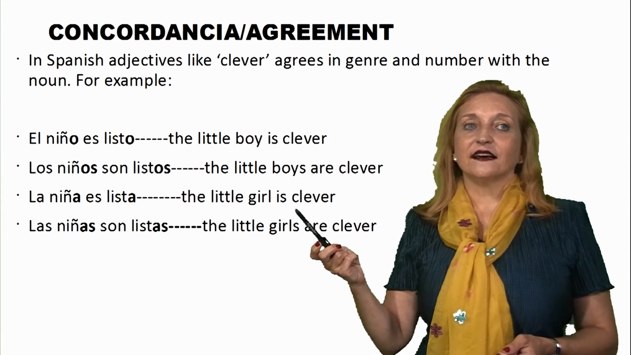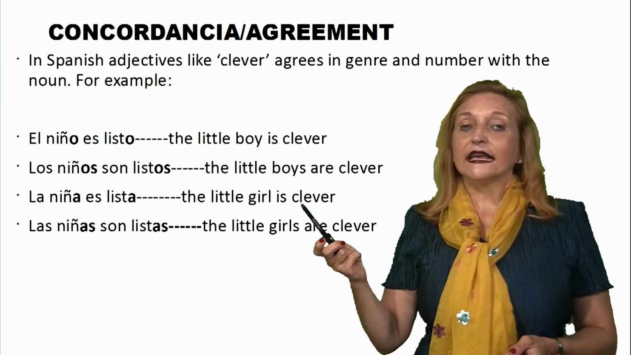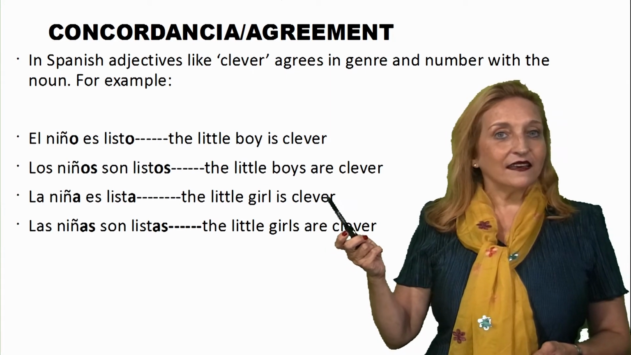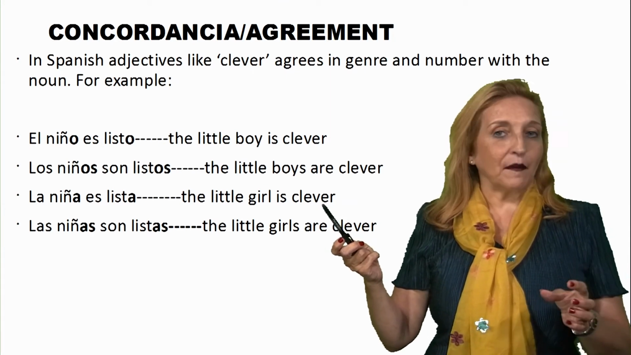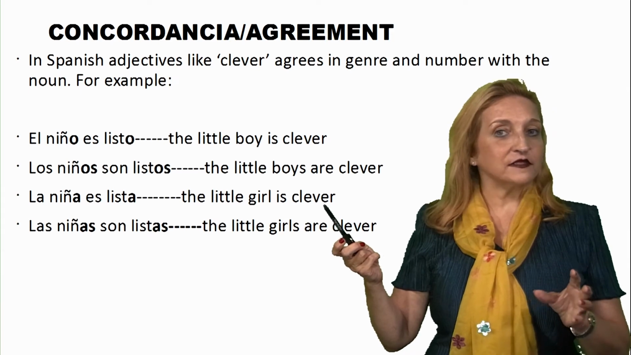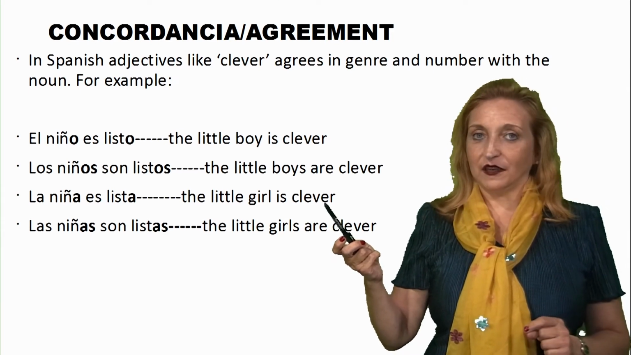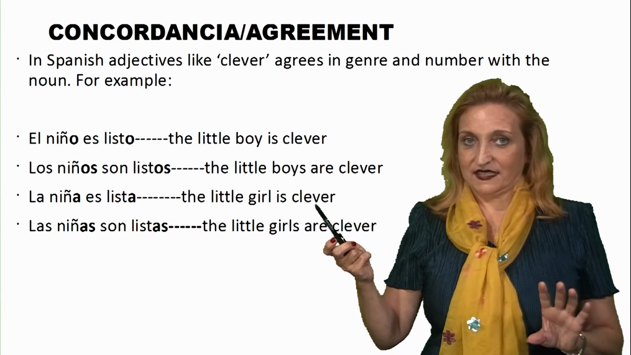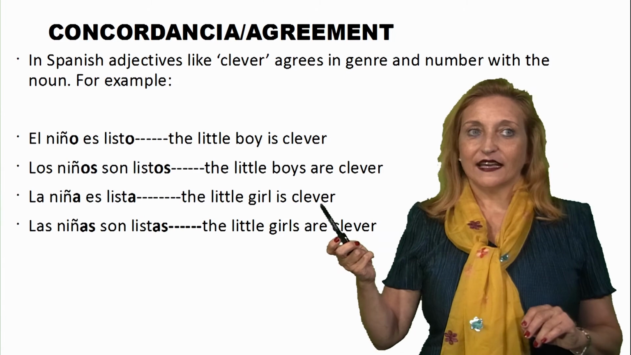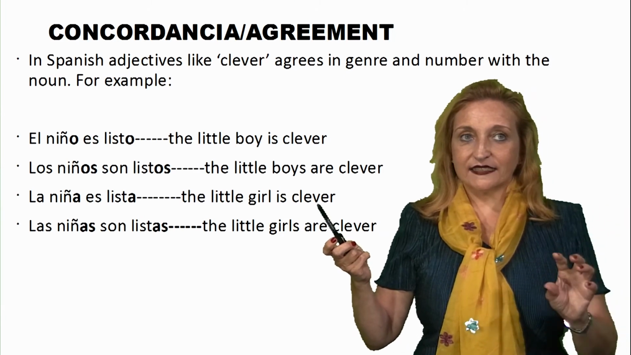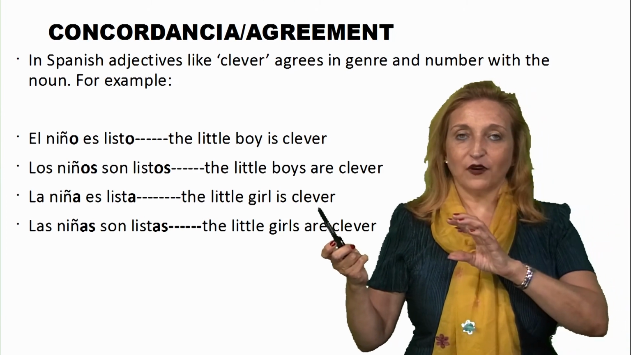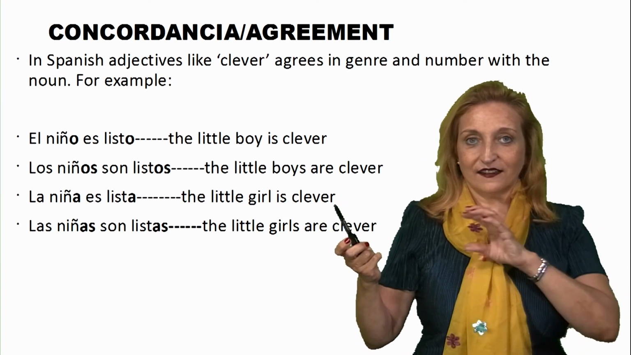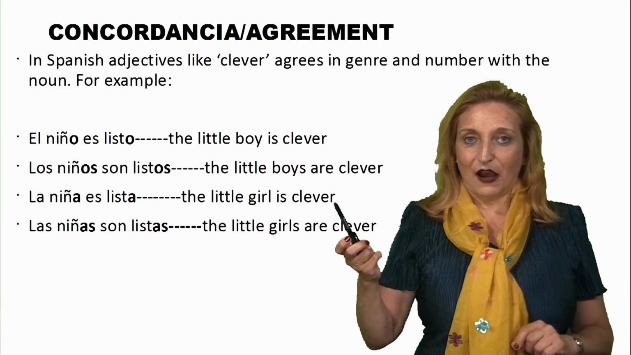La niña es lista. The little girl is clever. La niña ends in A. Ending in A is feminine. Normally the nouns that end in A are feminine, and the nouns that end in O are masculine. Not always, but most of the times, okay? In this case, la niña ends in A, es lista, is clever, ends in A as well, is agreement, concordancia between the adjective and the noun.